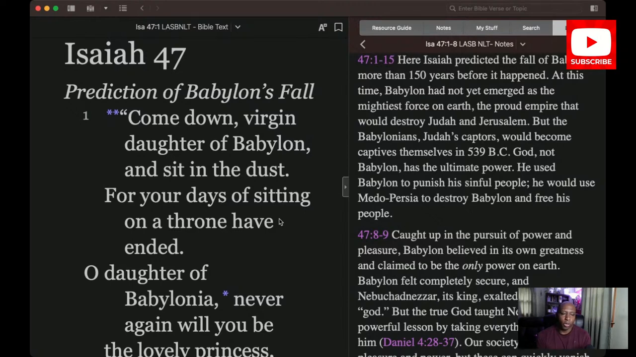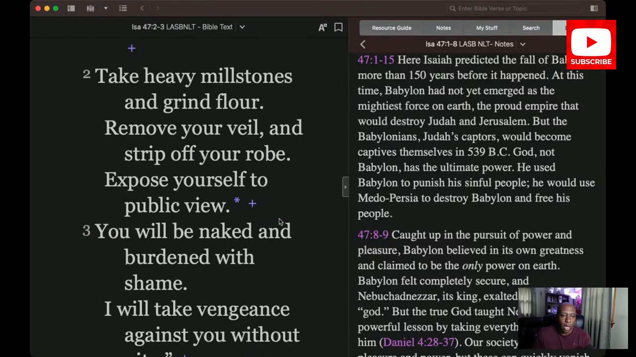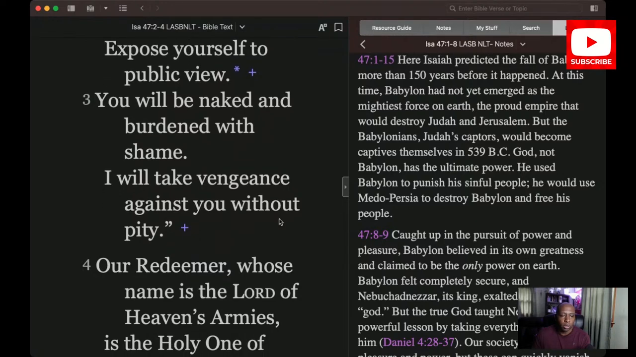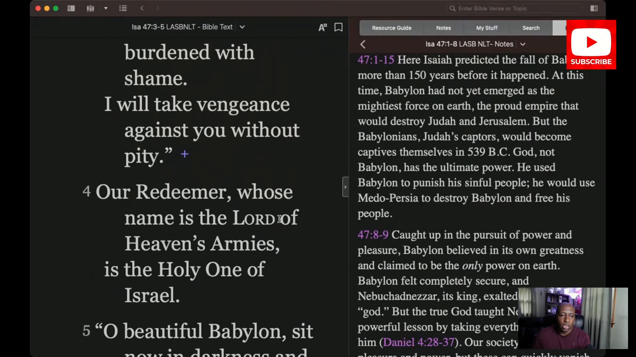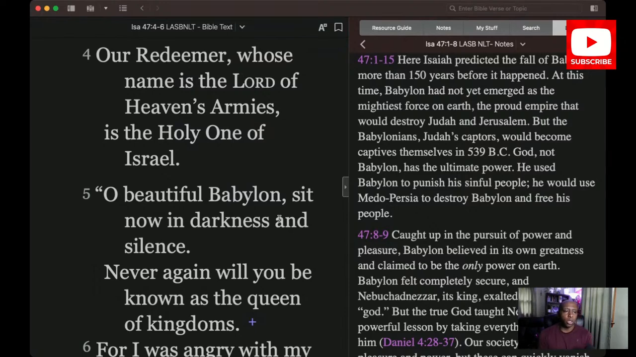Come down, virgin daughters of Babylon, and sit in the dust, for your days of sitting on the throne have ended. O daughter of Babylonia, never again will you be the lovely princess, tender and delicate. Take heavy millstones and grind flour. Remove your veil and strip off your robe. Expose yourself to public view. You will be naked and burdened with shame. I will take vengeance against you without pity. Our Redeemer, whose name is the Lord of Heaven's Army, is the Holy One of Israel.